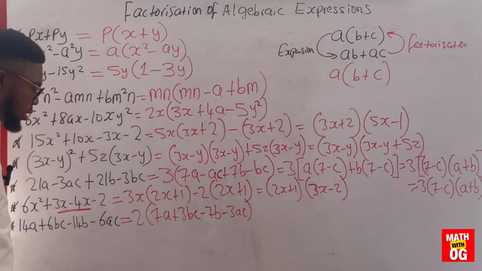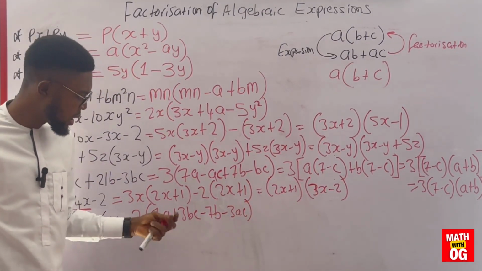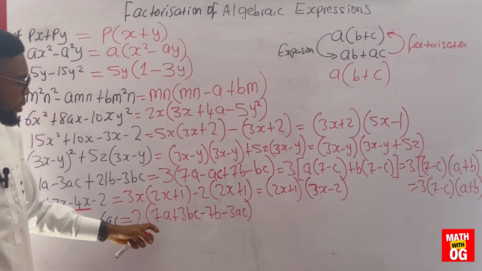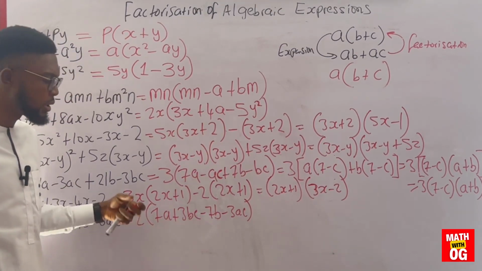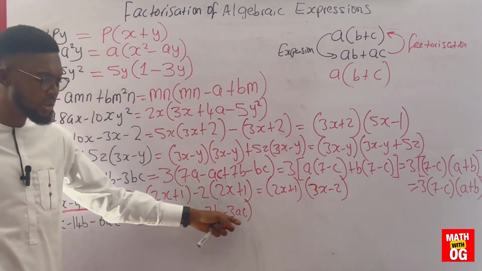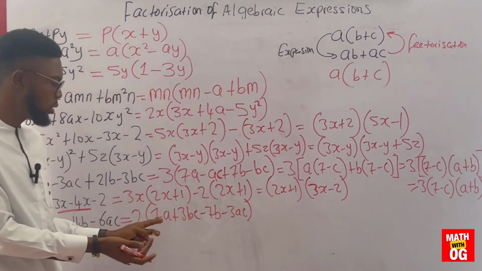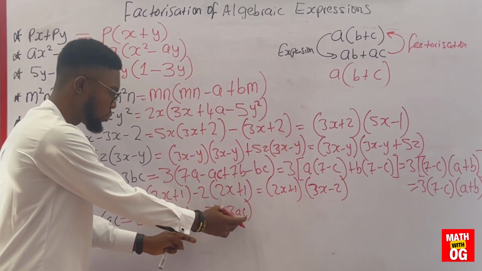Now you can see there's nothing common between 7a and 3bc. And there's nothing common between negative 7b and negative 3ac. But there's something common between 7a and 7b. There's also something common between 3bc and 3ac. So I can pair these two. I can also pair these two. So let's pair these two and pair these two together.